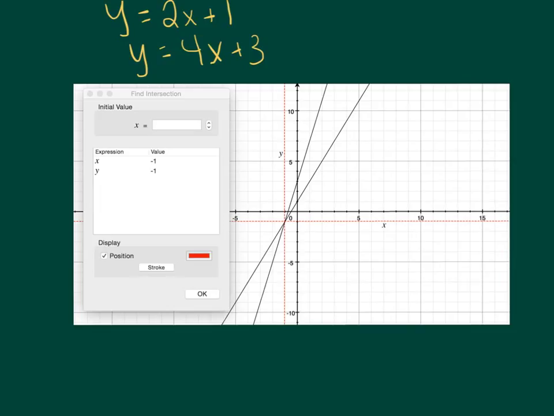My program on my computer is a little bit different, but here's basically what it's going to look like. It's going to give you your x-coordinate and your y-coordinate of where they intersect, which right here the value is -1, -1. So this is saying that our solution is -1, -1. Since we only have one solution, we call this independent. We would label this system of equations as independent.